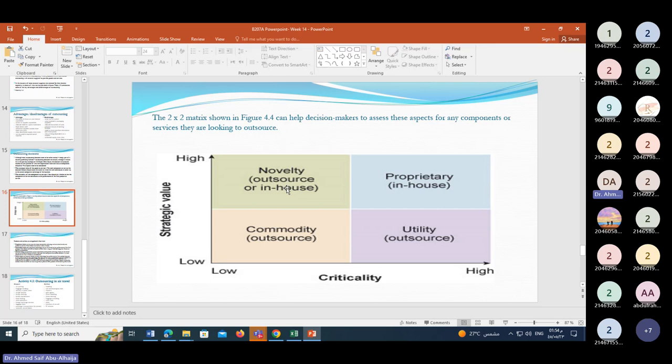Outsourcing is right based on specific criteria. In-house is right based on specific criteria. Is it clear, guys? Clear?